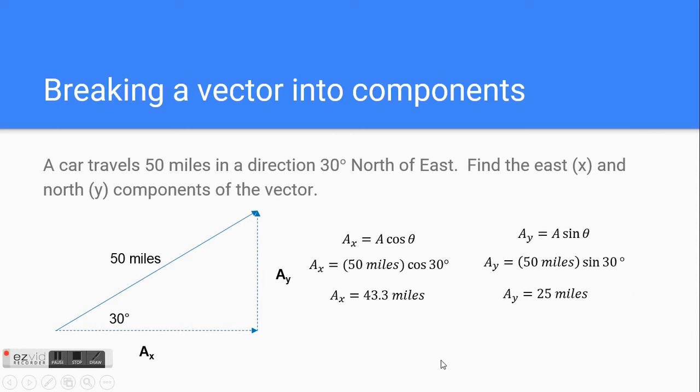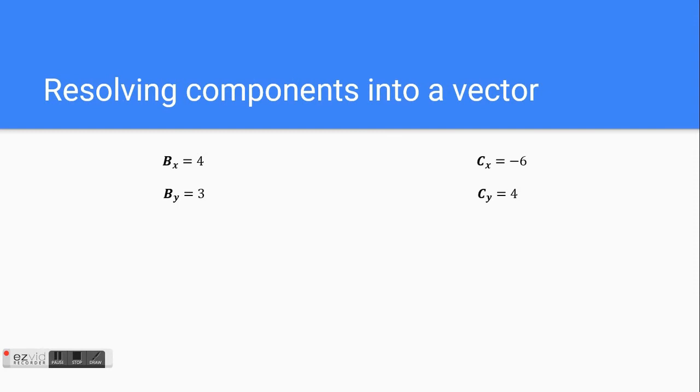We can also take components and get a vector back out of its components. This is what I would call resolving components into their original vector. In this case, I have B and C, two vectors. I'm giving you Bx is 4, By is 3, and Cx is negative 6, and Cy is 4. The two pieces of information I need in order to resolve a vector into its components are the magnitude of the original vector and the direction of the original vector.